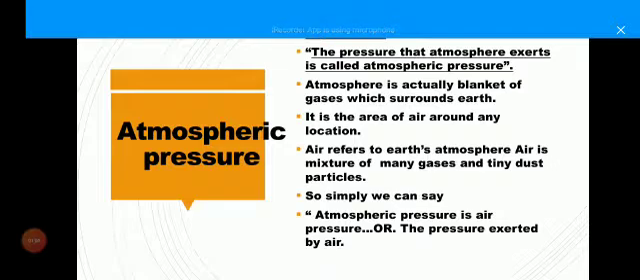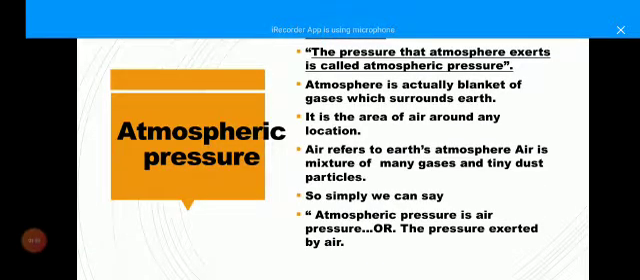Now we are going to discuss what atmospheric pressure is. The pressure that the atmosphere exerts is called atmospheric pressure. Now the first question: what is the atmosphere? The atmosphere is actually a blanket of gases which surrounds the earth. There is another definition: the earth is surrounded by a layer of gases called the atmosphere. It is the area of air around any location.